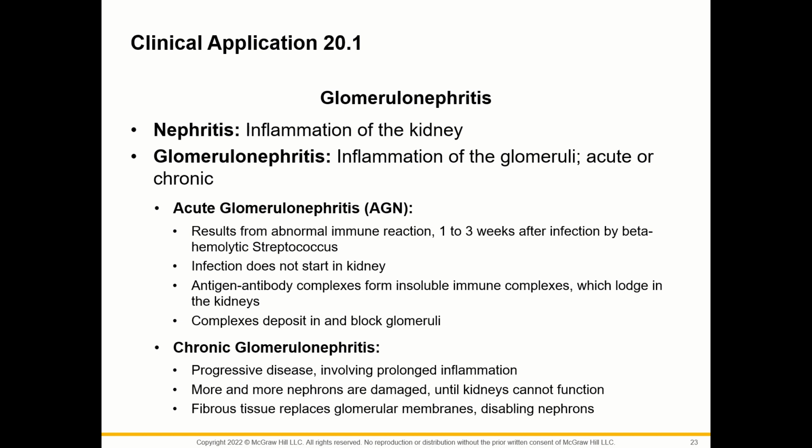In chronic glomerulonephritis, it's a progressive disease. It involves prolonged inflammation. More and more nephrons are damaged until the kidneys cannot function. Fibrous tissue replaces glomerular membranes, disabling the nephrons.